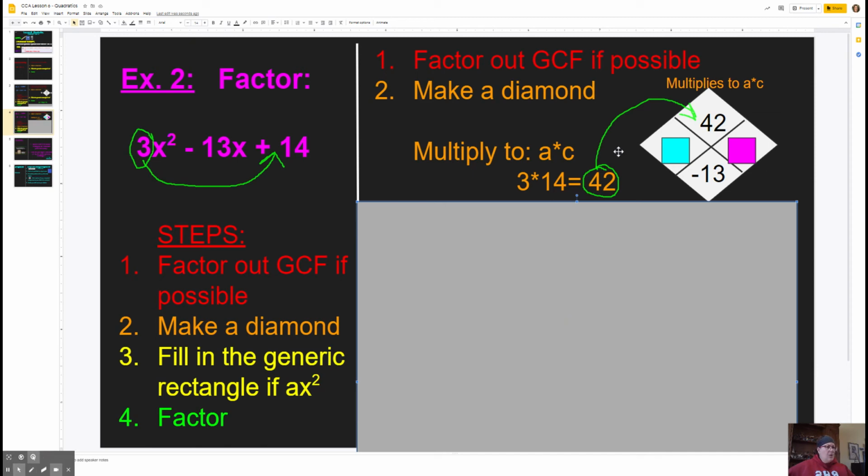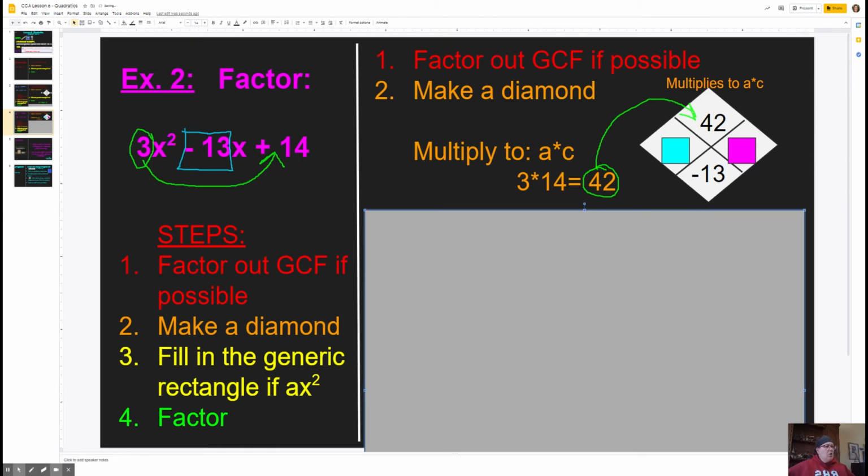Then we also know that we need 2 numbers that add up to that negative 13. So this part is different. You still need to look for 2 numbers that add up to that middle term. So we need 2 numbers that multiply to make a positive 42 that add up to negative 13. We talked last week when your product is positive and your sum is negative, we need 2 negative numbers.